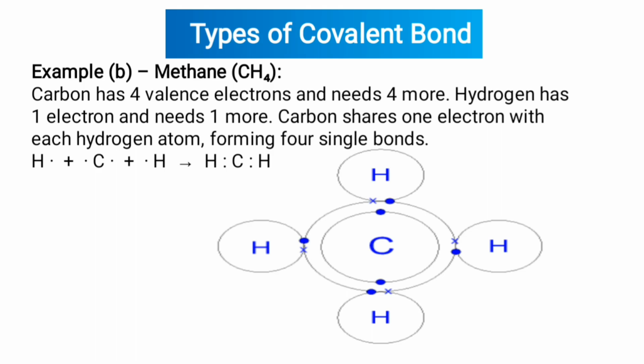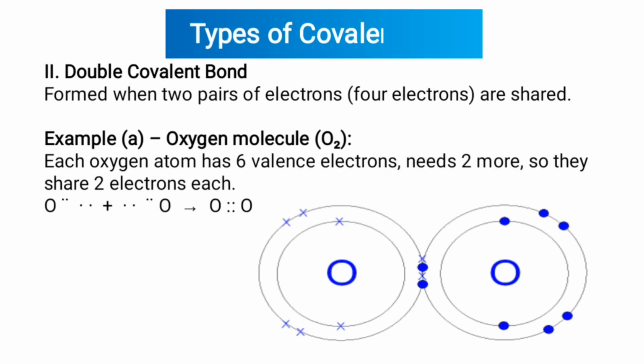Carbon has 4 valence electrons and needs 4 more. Hydrogen has 1 electron and needs 1 more. Carbon shares 1 electron with each hydrogen atom, forming 4 single bonds. You see, now the second one is double covalent bond.